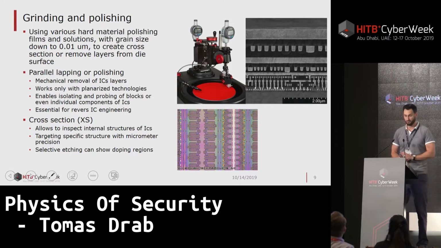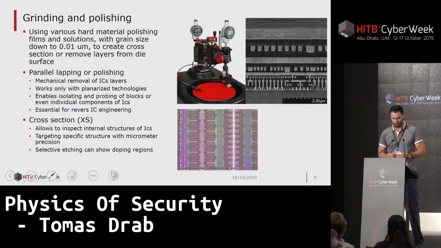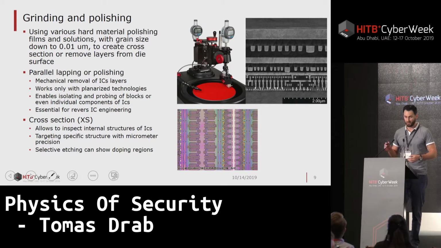Or we can use some mechanical polishing. We are using really fine grain materials like diamond lapping films or aluminum oxide powder, with a grain size of, I don't know, less than 0.01 micrometer. And with that, we can remove material mechanically, layer after layer.